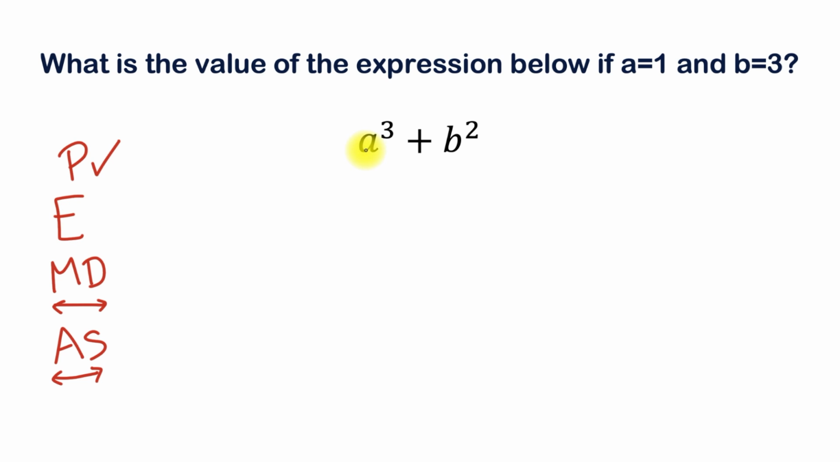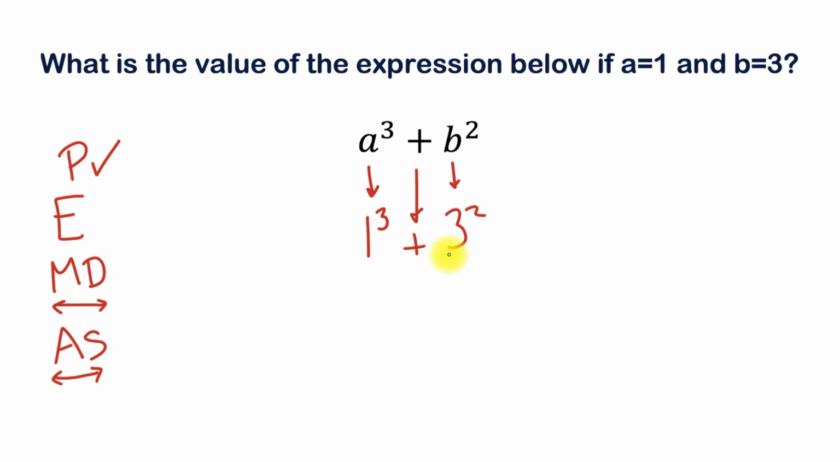Well, we have 2 exponents here. We've got a to the third and we've got b to the second power. But before we can use these exponents, what we have to do is take the values we were given and plug them into the expression. So here we have a equals 1. So I'll rewrite this as 1 to the third power plus b to the second power. And since b equals 3, I'll just write that as 3 to the second power.